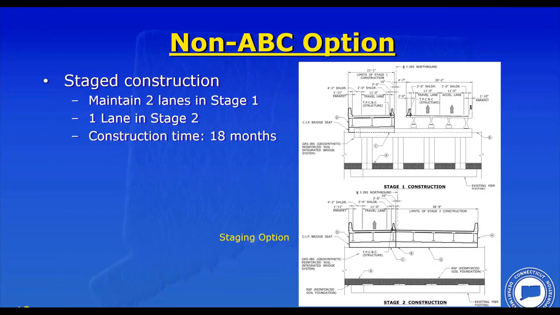So the non-ABC option was stage construction. And the bridge being a 3-lane bridge, we had enough width to maintain 2 lanes in one stage, but then in the second stage, we had to go to a single lane of traffic, which is something that we had to deal with. So we'll get into the calculations in a minute, but that was the proposal of staging 2 lanes in stage 1, 1 lane in stage 2.